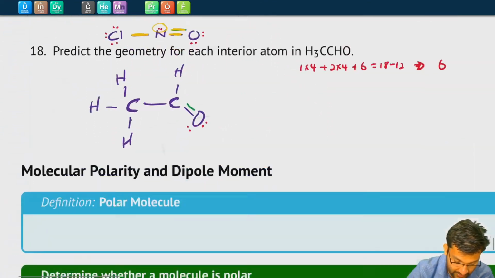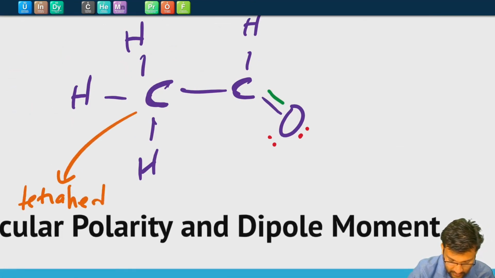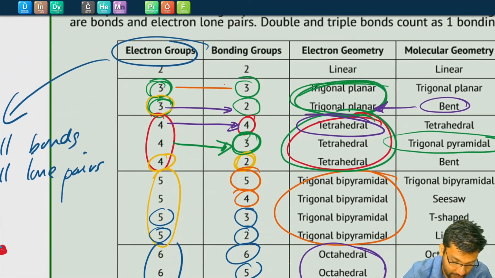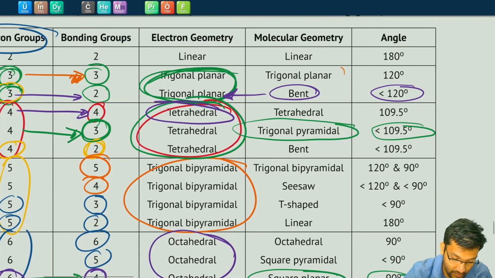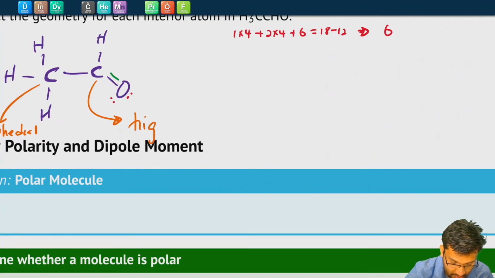But let's look at the one on the right. So this one, let's use a different color. That is tetrahedral. All right, let's figure out the one on the right. 4 total bonds because this is a double bond, but a double bond just still counts as 1 bonding group. So 3 bonding groups, no lone pairs. So we scroll up. 3 bonding groups, all 3, no lone pairs. We have a trigonal planar structure. So this would be a trigonal planar molecule.